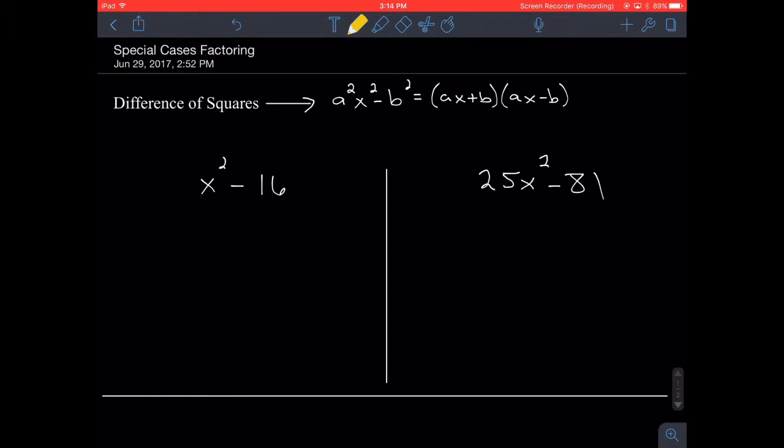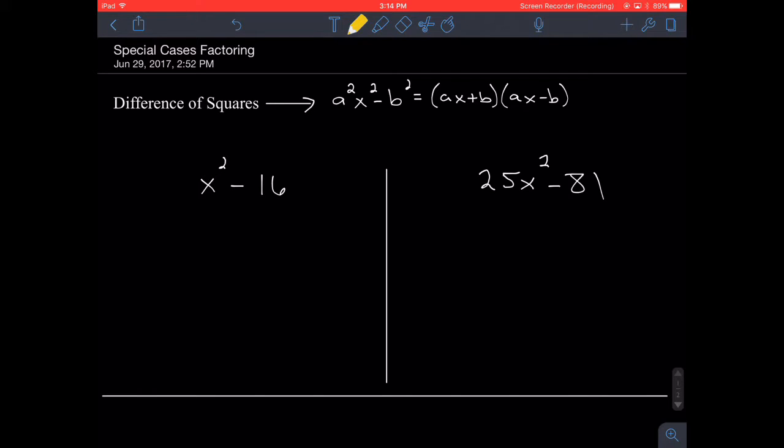Let's take a look at the difference of squares first, because that is quite a bit easier. This says that any binomial of the form a squared x squared minus b squared can be factored down into ax plus b, ax minus b. Very simple, yes. Let's see what that looks like in action.